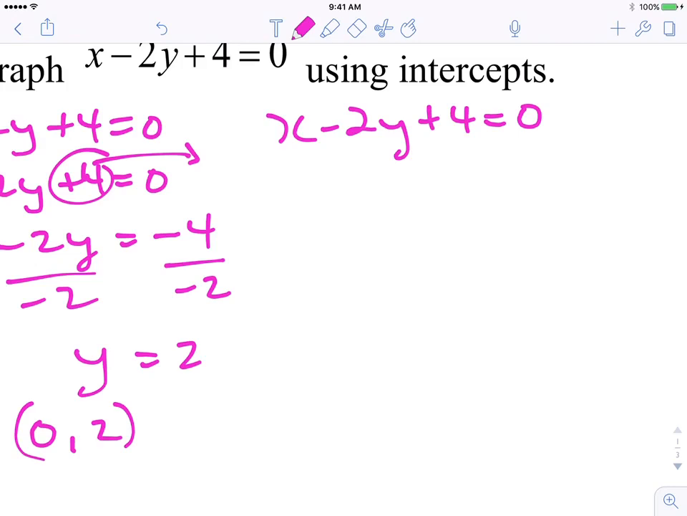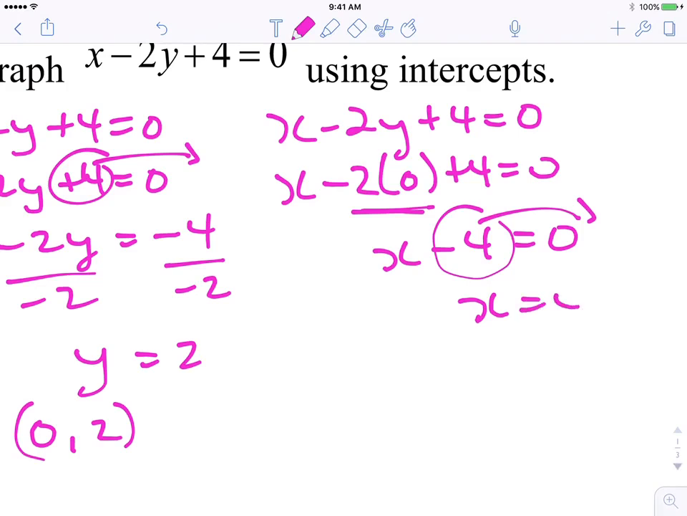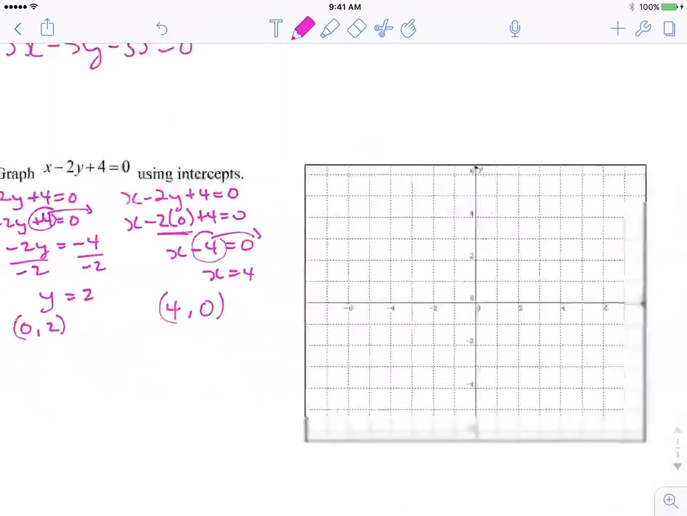So we have this. Now we're going to do the exact same thing, except we're making the y value 0. And so we'll have x minus 2 times 0, which is 0. So we'll have x minus 4 equals 0. We'll send this 4 over, and we'll get x equal 4. So x is 4 when y is 0. And now we have our two coordinates, (0, 2) and (4, 0).